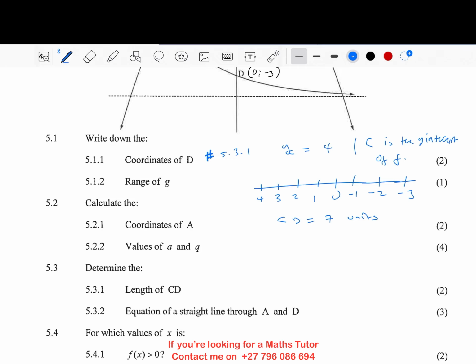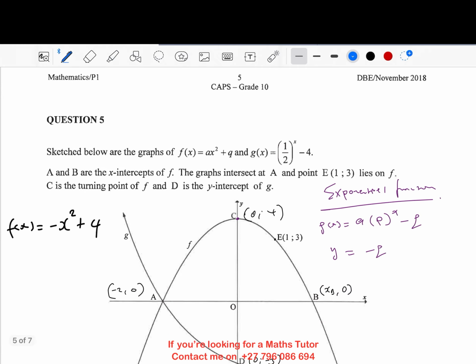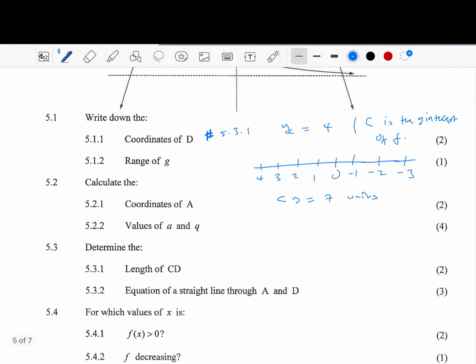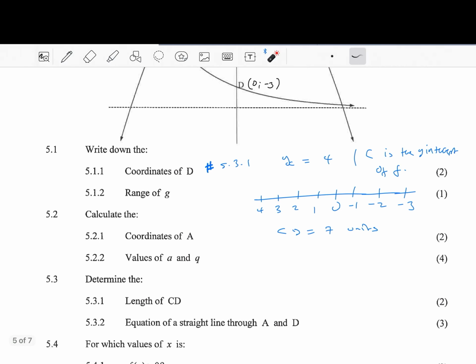Or you can use a distance formula between C and D, that's still acceptable, and this way as well is still acceptable. And how many marks is this? It's 2 marks. It's too easy for a distance formula. So you get 1 mark for this and 1 mark for that. That's basically where you get those 2 marks.